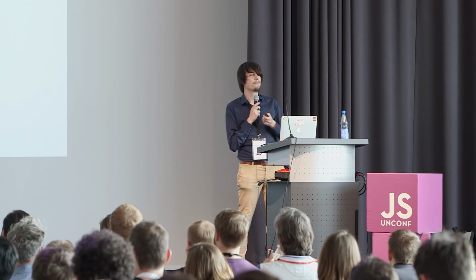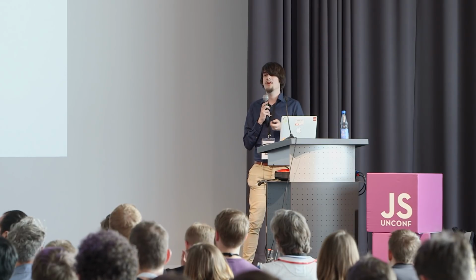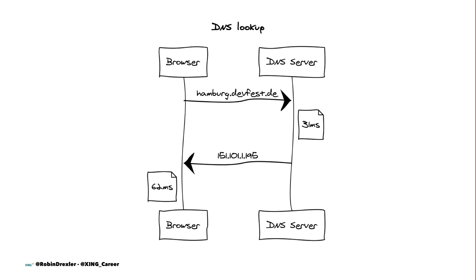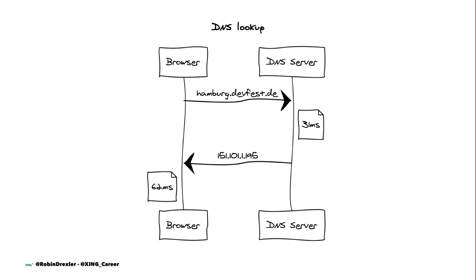I would now like to have a look at what happens on the network when we are requesting a website or connecting to a server. What do we have to do and how many round trips does this cause? The first thing we have to do is find out how we can connect to the server. In order to do so, we need to ask a domain name server for its IP address. So I will just ask the DNS server, hey, DNS server, I would like to go to some domain, in this case devfest.de. Then the DNS server will resolve that for me and give me the IP address back. And this has already taken 62 milliseconds.